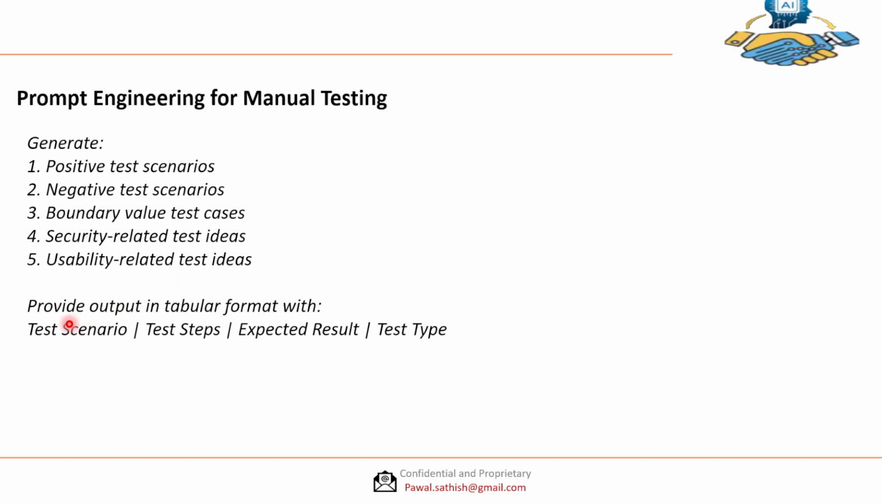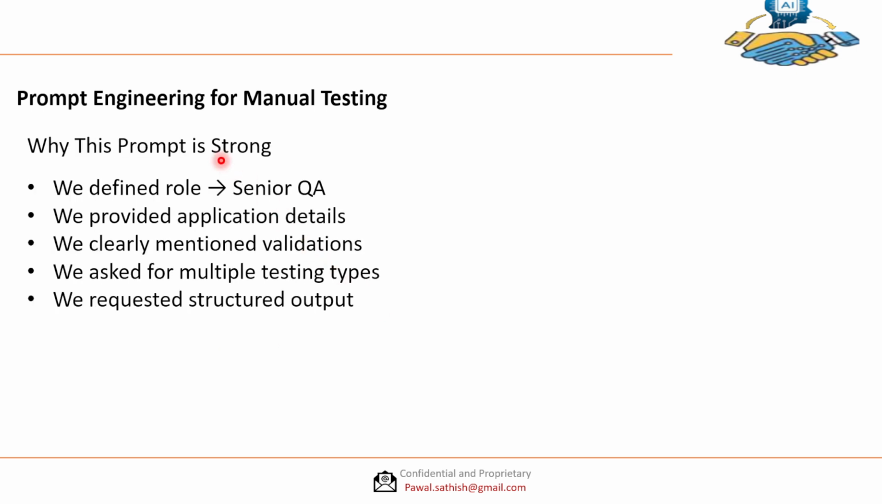And here we gave a kind of constraint as well, and which format we required: provide output in tabular format. My tabular format is test scenario, test steps, expected result, test type. Now why is this prompt strong? Because we defined a clear role, senior QA. We provided the application details. We clearly mentioned the validation. We asked for multiple testing types. We requested structured output in tabular format.